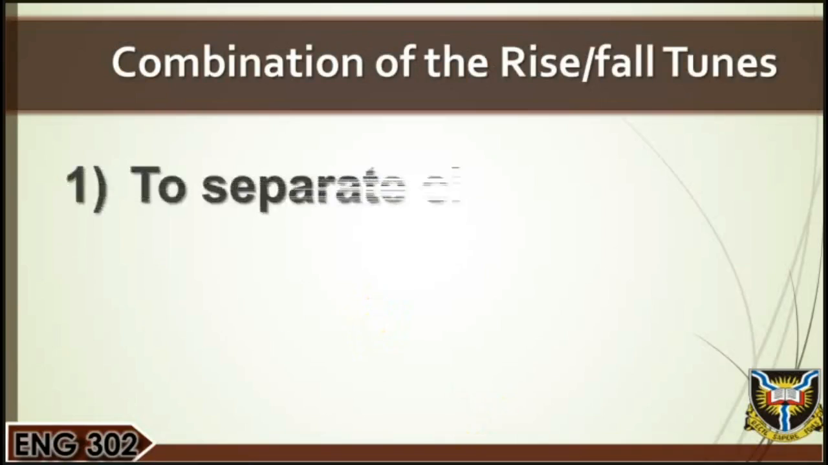To separate clauses. The rise and fall tunes are used when there are two or more clauses in a sentence. The incomplete part is said with a rising tune, while the clause that completes it is said with a falling tune. Let us look at the following complex sentences. Wherever you go, be a good boy. As soon as she arrived, I told her to take her baby and leave. Before he left for Abuja, he sent me a text message.